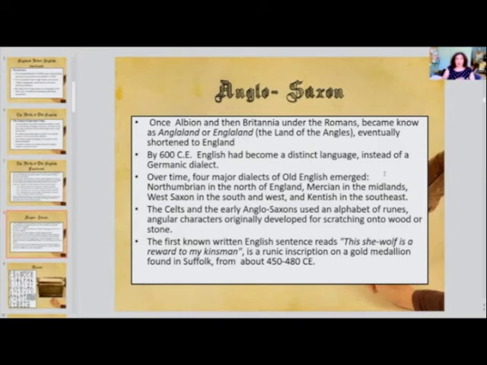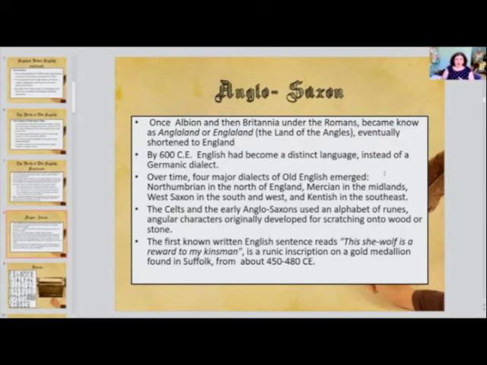If you ever talk to an English person, you know their accents vary very much from place to place. And a lot of that is because of these early dialects. So the Celts and the early Saxons were using an alphabet of runes if they were writing, instead of the Latin alphabet. They were angular characters that were developed specifically to be scratched into wood or stone. So you didn't want any curves because you were trying to carve into things.